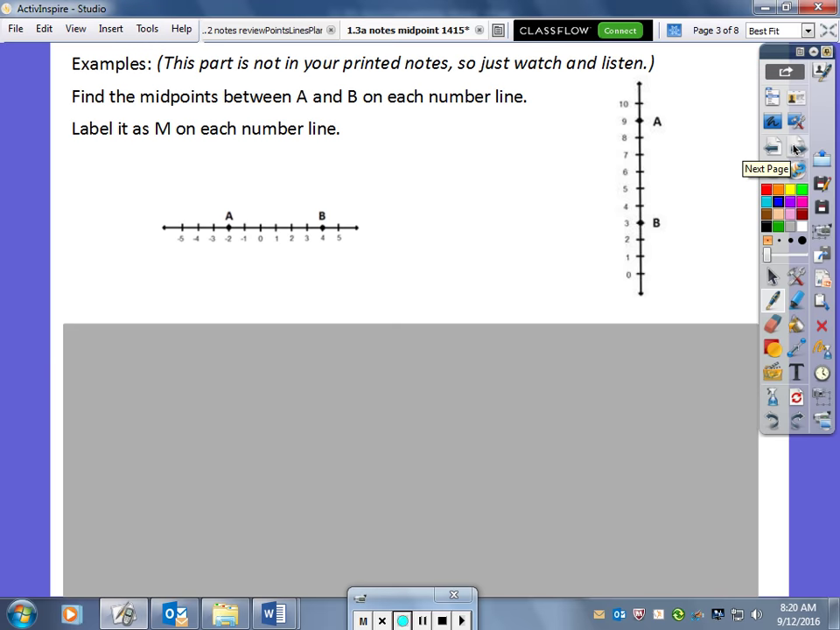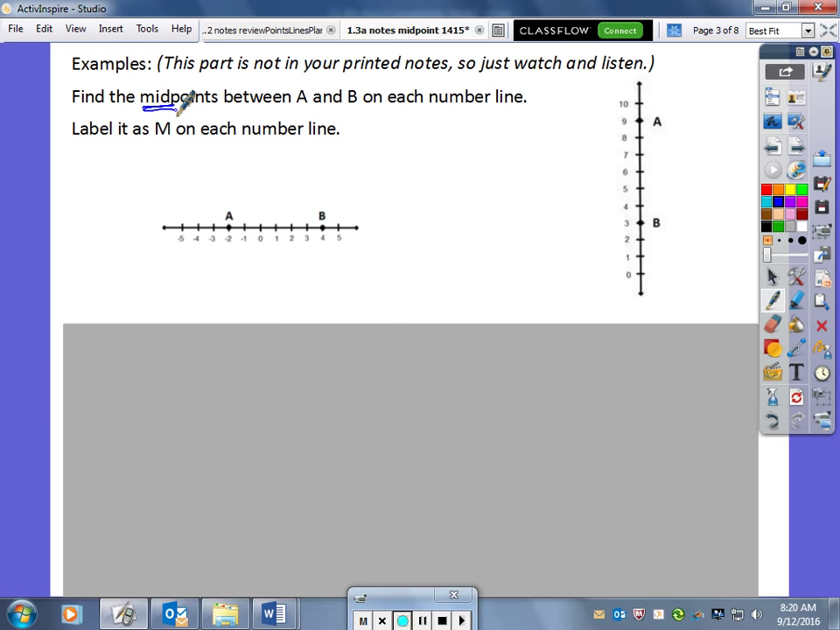This next part is not on your printed notes, so I just would like you to watch and listen. We are going to find the midpoint between points A and B on each of the two number lines, and we're going to label it as M on each number line.